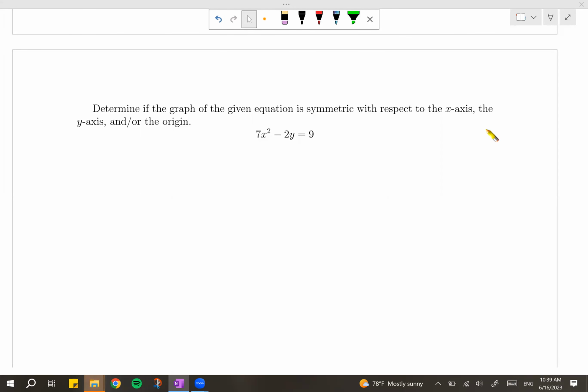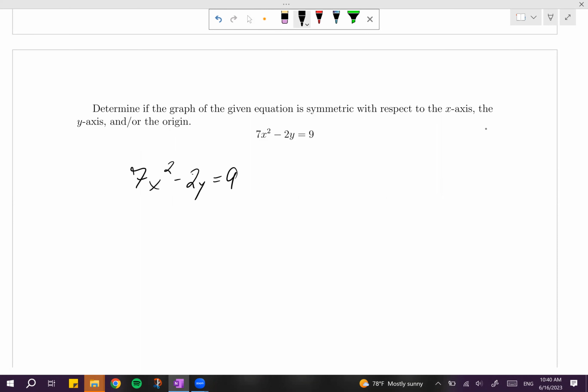Hey, so we have this problem and it wants us to determine whether or not the graph of the given equation is symmetric with respect to the x-axis, the y-axis, and/or the origin. All right, so we have 7x squared minus 2y equals 9.